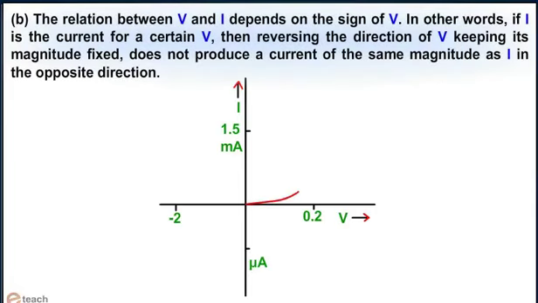Second, the relation between V and I depends on the sign of V. If I is the current for certain V, then reversing the direction of V, keeping its magnitude fixed, does not produce the same current in the opposite direction.